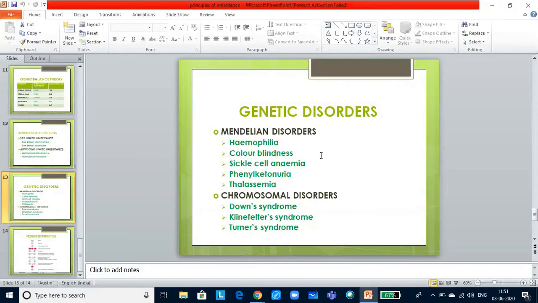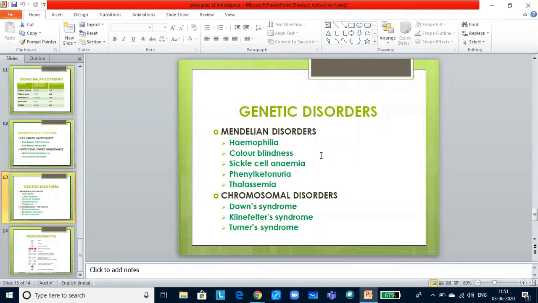Now let us look at the chromosomal disorders. You had Down syndrome, Klinefelter syndrome, and Turner syndrome. Down syndrome is the presence of an additional copy of chromosome number 21, which we also call trisomy of 21. The affected individual will be of short stature with small round head, furrowed tongue, and partially open mouth.